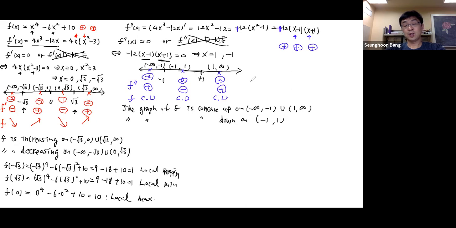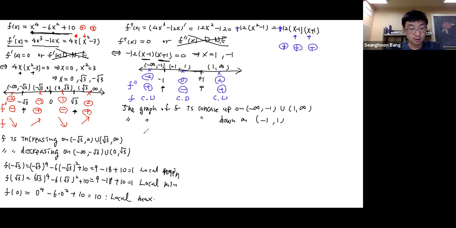Do we have inflection points? How many inflection points do we have? Could you write your answer on the chatting board? Yep, we have 2 inflection points, right? What's that? Concave up to down at minus 1, down to up at 1. One more: the function f is a polynomial, always continuous. It's good. We have 2 inflection points.